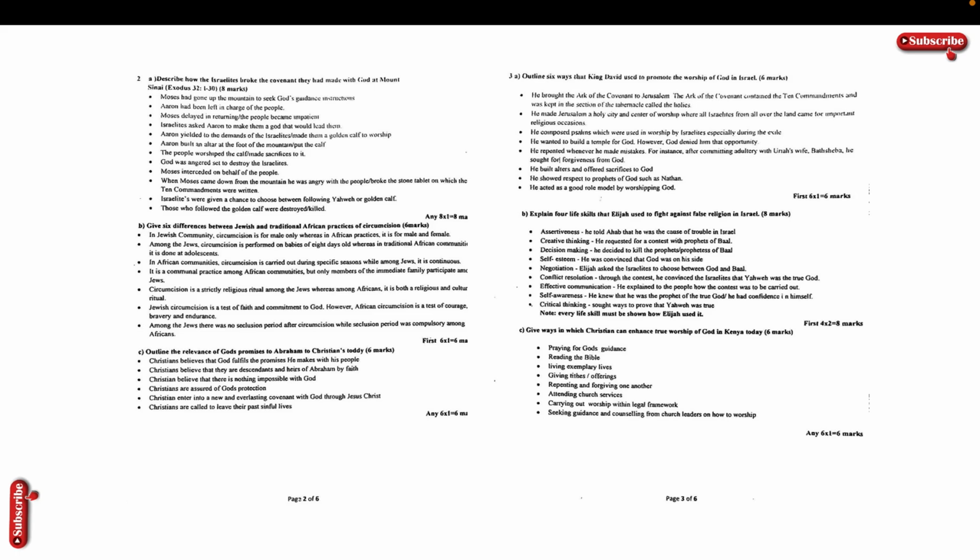He composed psalms which were used in worship of Yahweh. He wanted to build a temple of God. He wanted to, he did not. Yes, he wanted to. He repented whenever he made mistakes. There were people who were saying, yes, he committed adultery with Uriah's wife, but he went ahead and repented, which was good. He built altars.